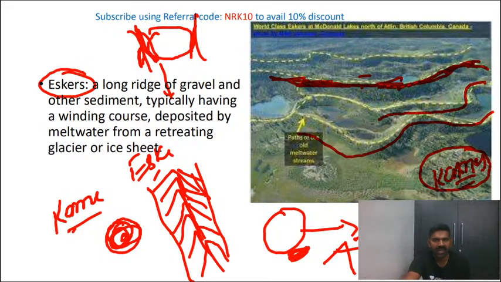Eskers are nothing but depositions by the glaciers at the last phase. These deposits are in the form of ridges, which are called eskers. If the deposits are in the form of a small hill, that is called a kame. What is it called? A kame. So kames and eskers.